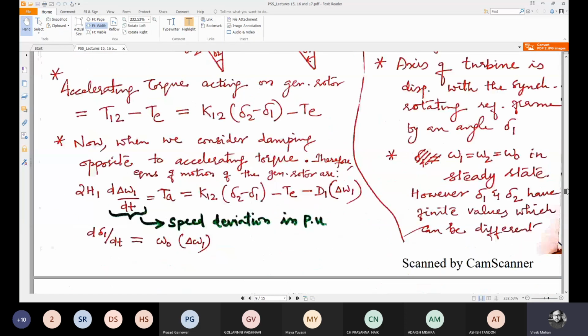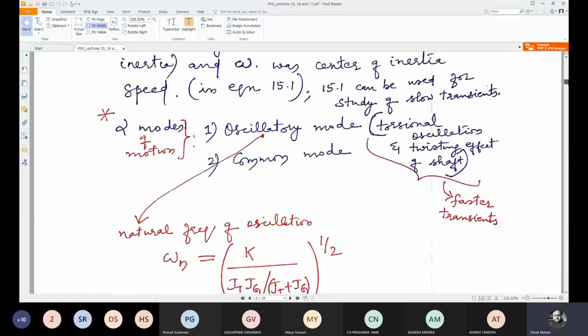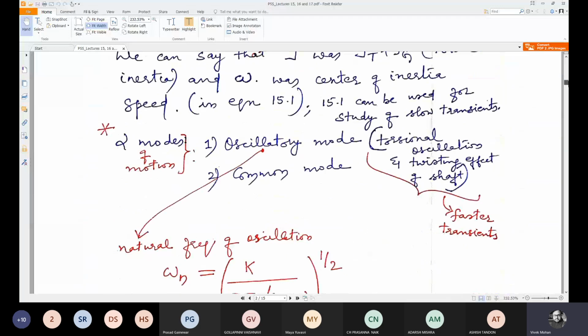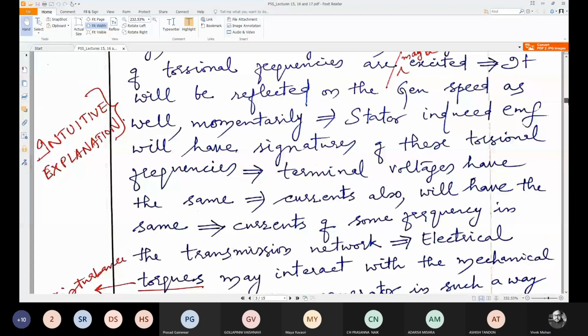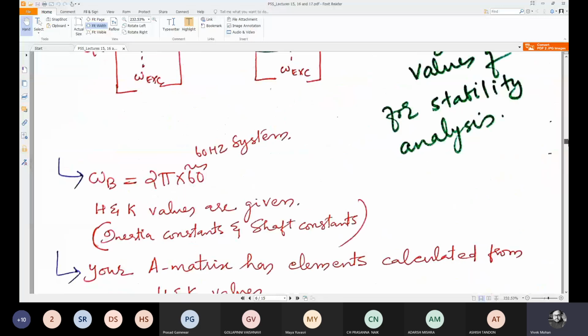There is one thing which I forgot to mention here. See, the angles cannot be equal. I think I mentioned that the angles can be equal here.